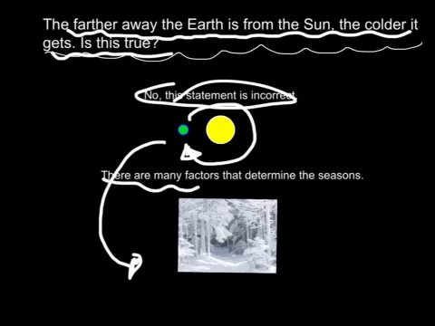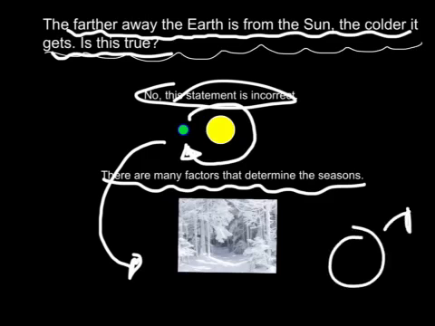There are many factors that determine the seasons. The factor that determines the seasons is how the Earth is tilted. If the Earth is tilted to the right, then it is winter time for the Western Hemisphere. If it is tilted to the left, then it is winter time for the Eastern Hemisphere.